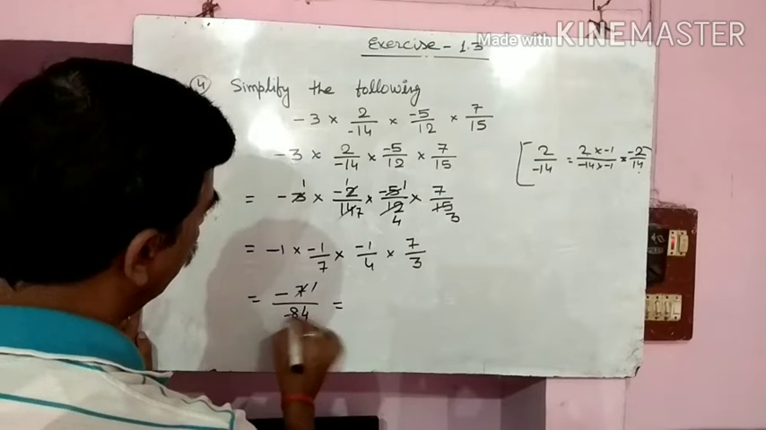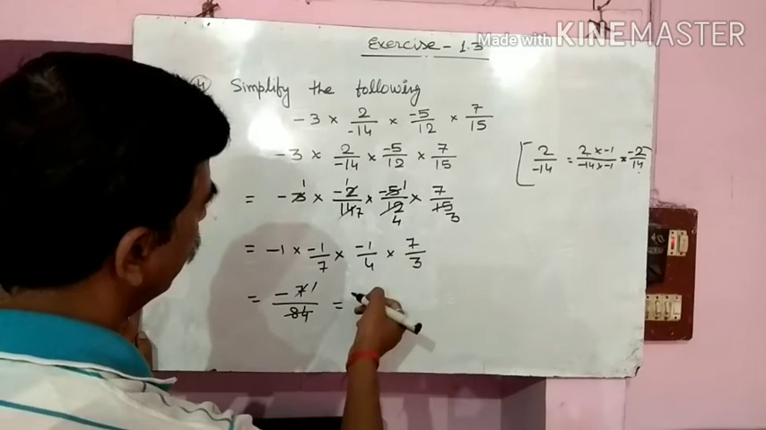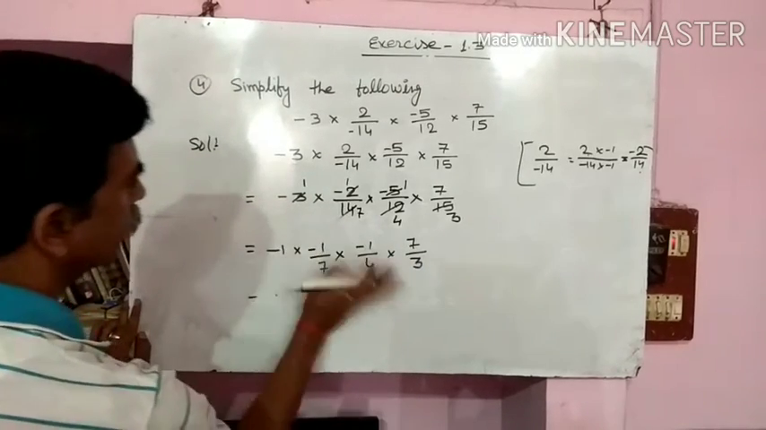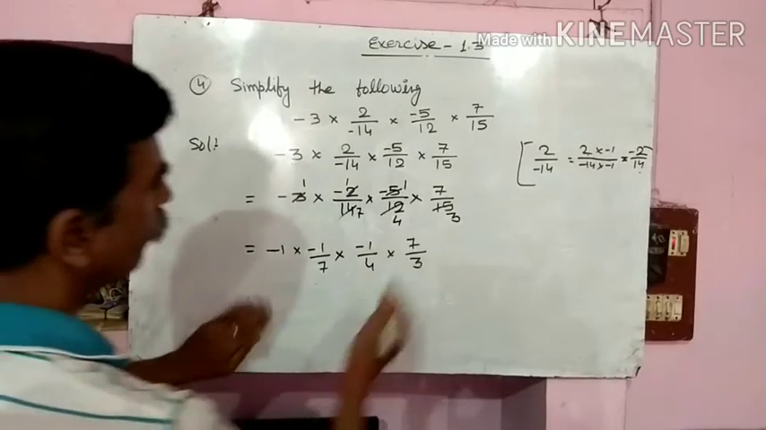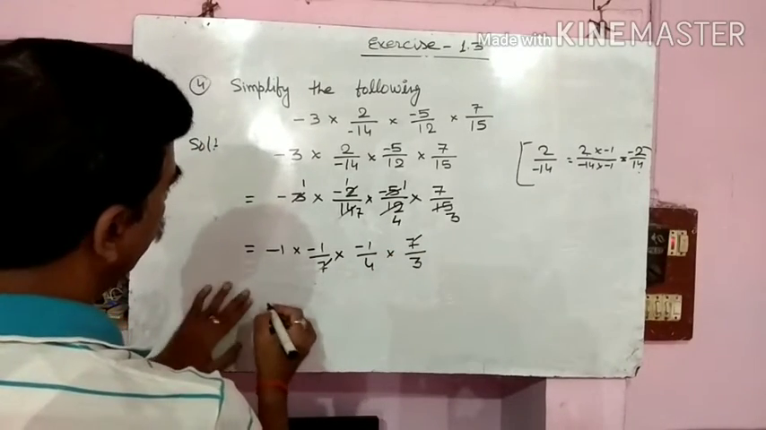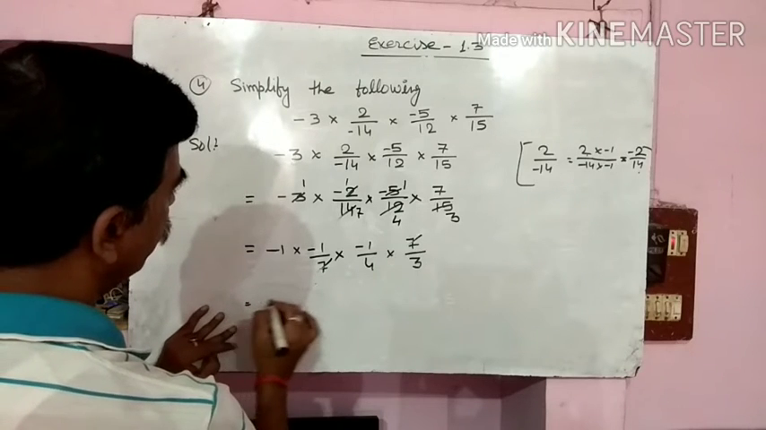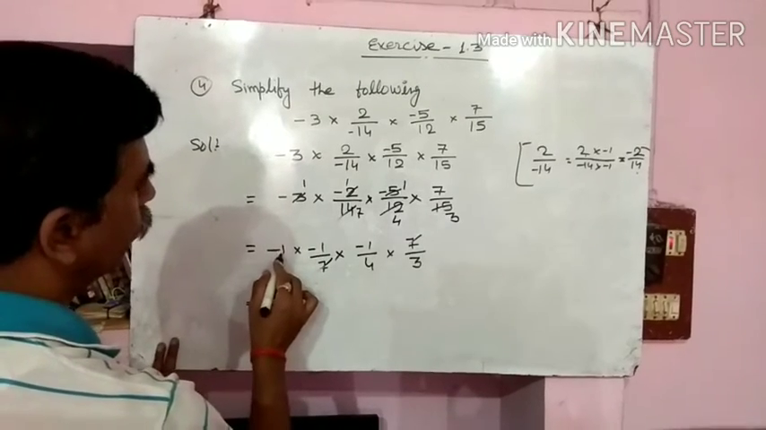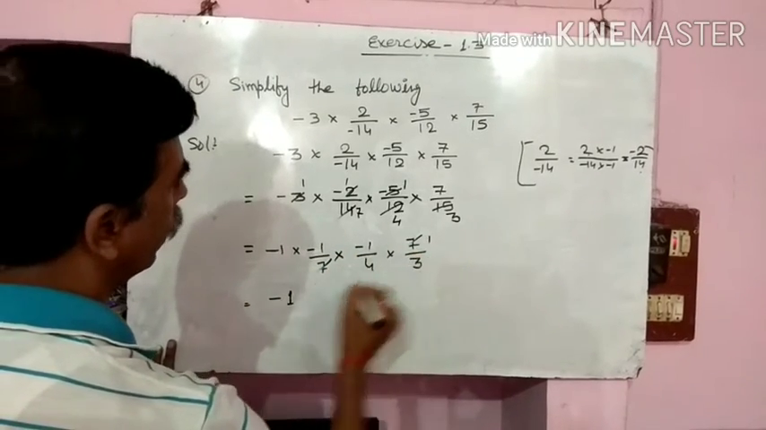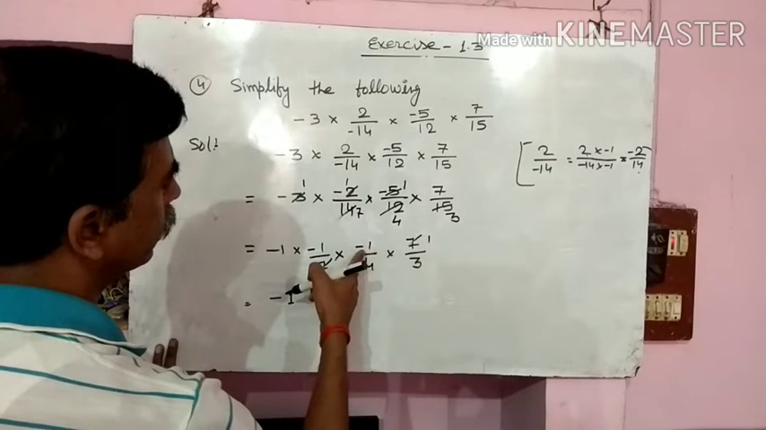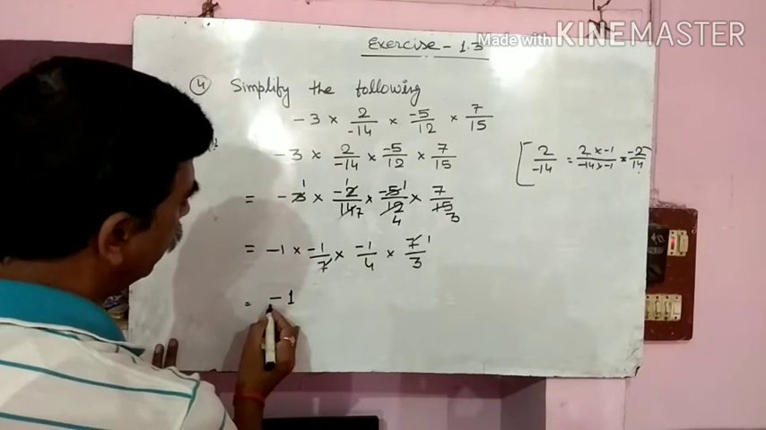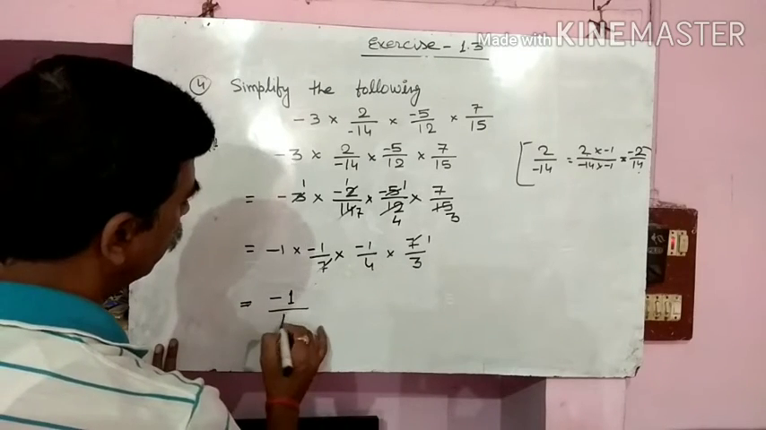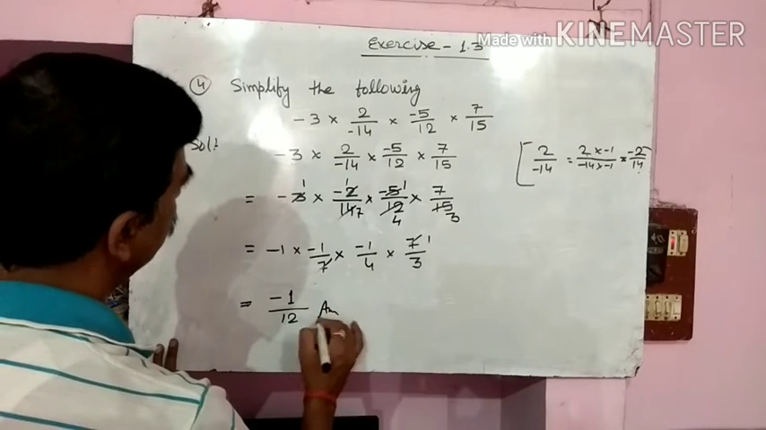Then if you simplify this one also, you will get 7 ones are 7, and look here also we can divide that one. 7 ones are 7. Then you will get minus 1 into 1 into 1 into 1, but the negative sign is in odd number, so the result will be negative. And 4 into 3 is 12. So finally this is the answer.